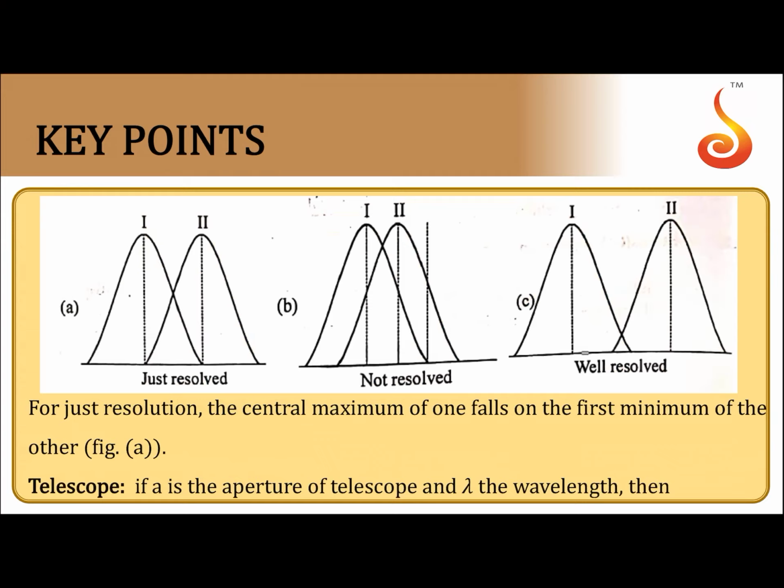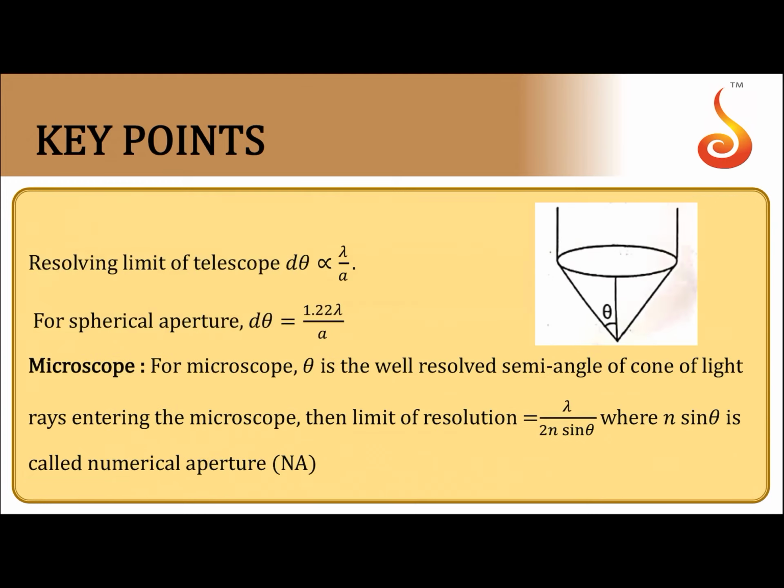So, this is the situation of just resolved, where the two maxima of diffraction are just separated. This is not resolved; you will not be able to make any distinction between the two points. This is very well resolved, and this is just overlapping, the just resolved case.